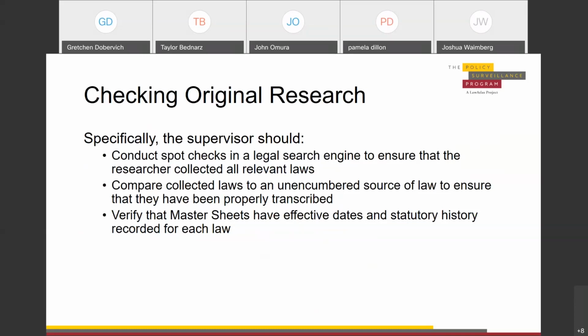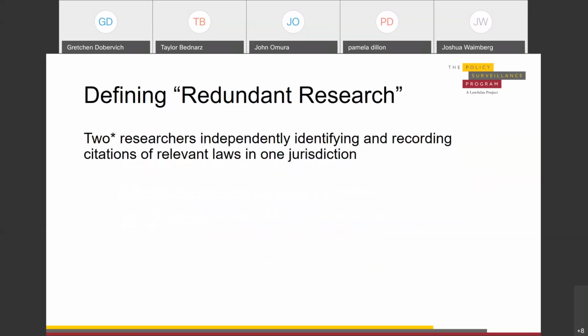which is a built-in quality control measure that we do here at the Policy Surveillance Program and as part of Policy Surveillance to ensure the quality of the research being done for any policy surveillance process. And that's what we're going to talk about now. So what do I mean by redundant research?